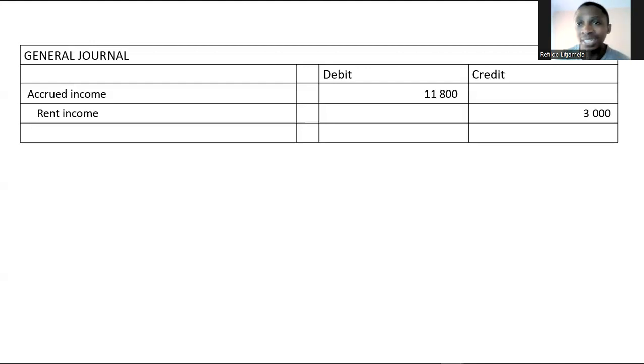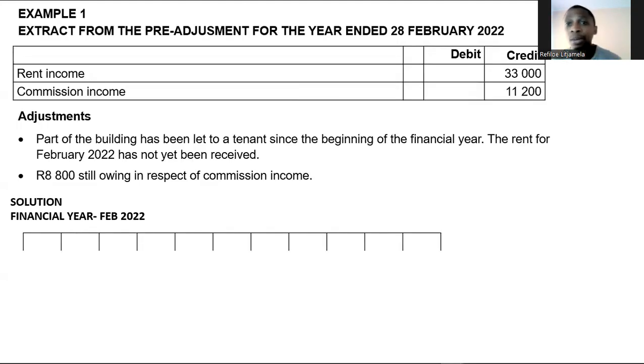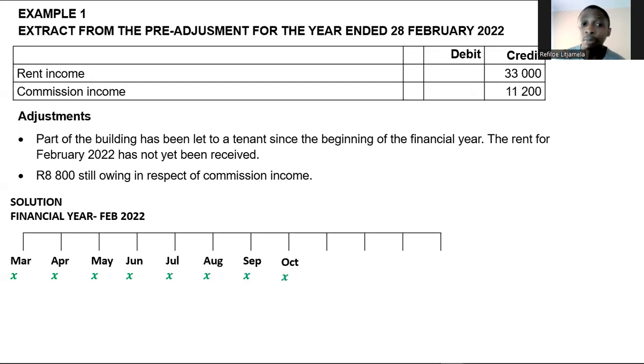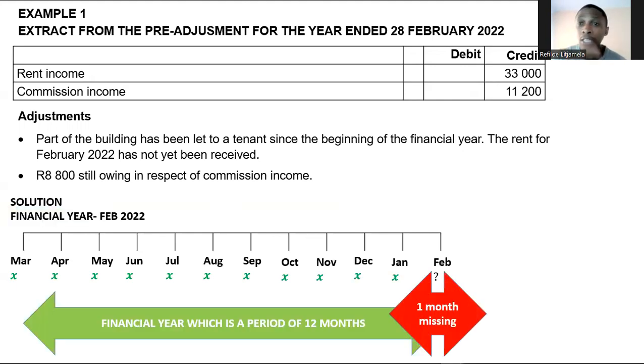Fortunately, when it comes to commission income, it was given to us. We did not have to calculate it like we did with rent income. With commission income, they are simply telling us that 8,800 is still owing in respect of commission income. The fact that they concluded that it's still owing means that whoever was supposed to pay us as the business has not done so. The people that have paid us, they've only paid us 11,200. We still have the 8,800 missing that is still owed to us. We earned it, but we have not yet received it, resulting in an increase of our accrued income.